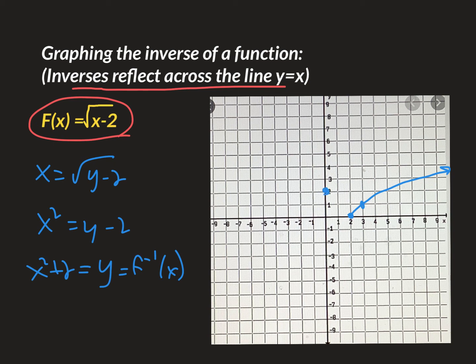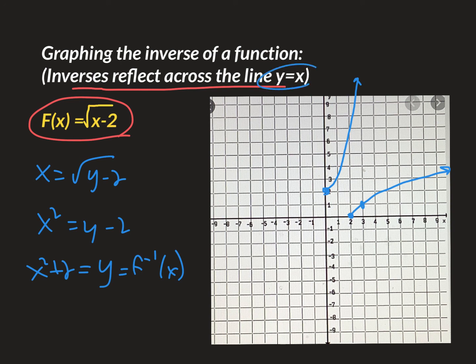Whoa. And because inverses must be 1 to 1 to have an inverse, I'm only going to graph half the parabola. Because if I graph the whole parabola, it would fail the horizontal line test. That's called restricting your domain. It would not be 1 to 1, which means it would have no inverse. 1 to 1 functions pretty much all have inverses.